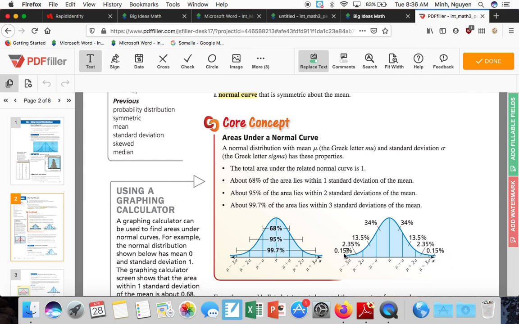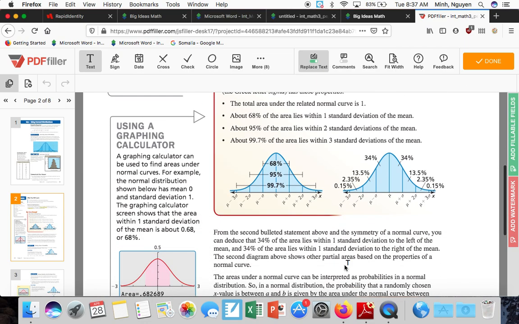Notice this 0.15 and 0.15. That's because 99.7 is not 100%, right? And the total area has to add up to 100 because that's everything that can happen. So there's a very small number of people or pieces of data that are outside of the 3 standard deviations. They're just far out, and they're not a big part of the population.